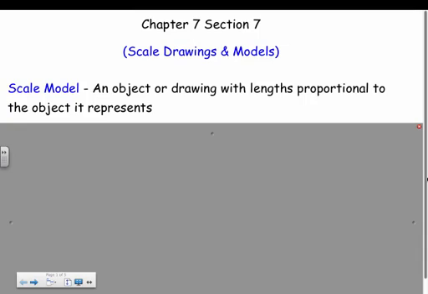The last section of Chapter 7 deals with scale models or scale drawings. And I know you've done this stuff before, so for the most part this is quite a bit of review, but we'll have a couple more slightly challenging questions than you had previously a few years back.